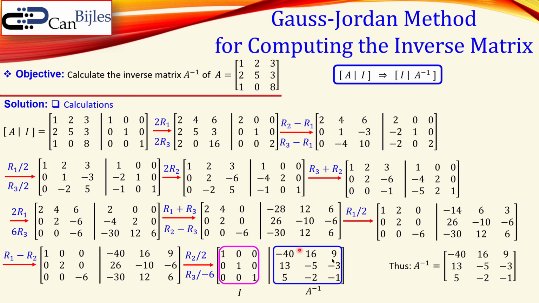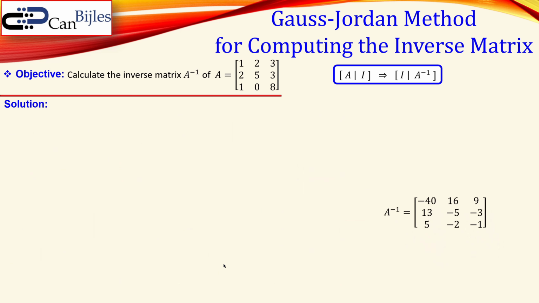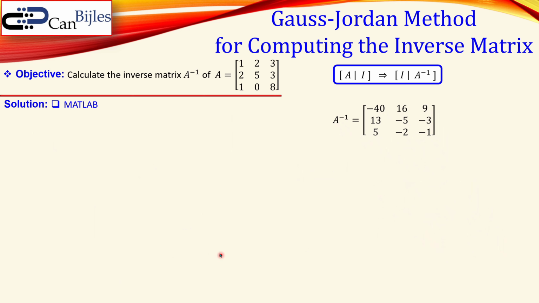So we have here the A inverse as the matrix. Here we see the entries. You can check this by multiplying this matrix with that matrix, and that should result in the identity matrix. That is the check you can do. Okay, now let's check that also in MATLAB.